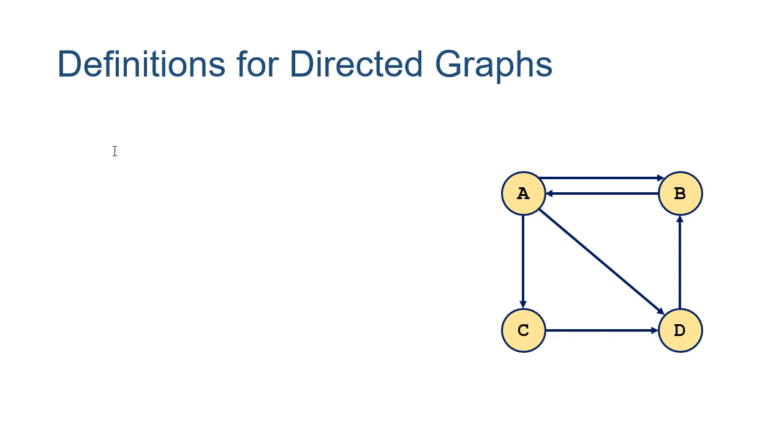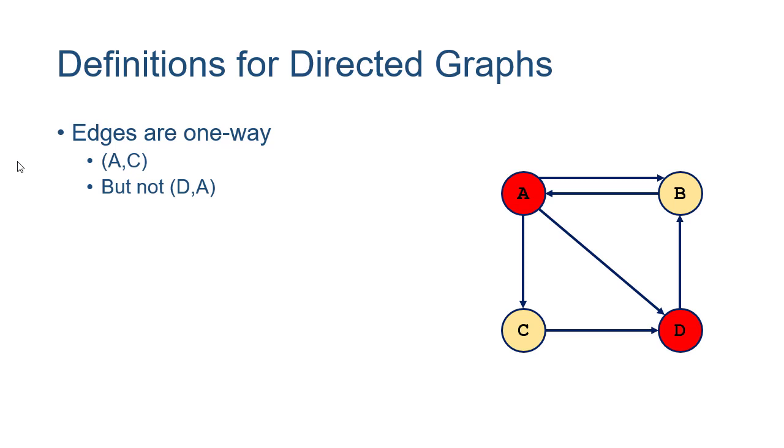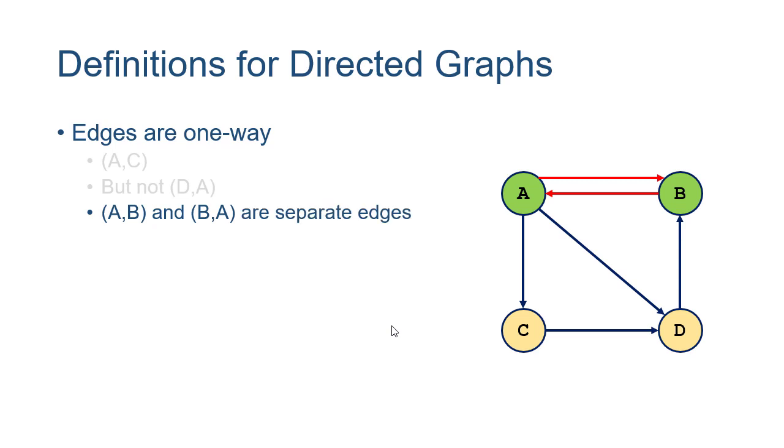Now, if we have a directed graph, that's where each edge isn't just a pair, it's actually an ordered pair. There's a starting and ending vertex. So edges are one way. So AC is an edge, but there is no edge DA. The edge that you see from A to D is edge AD, not DA. So we have edge AB and edge BA, and those are separate edges.